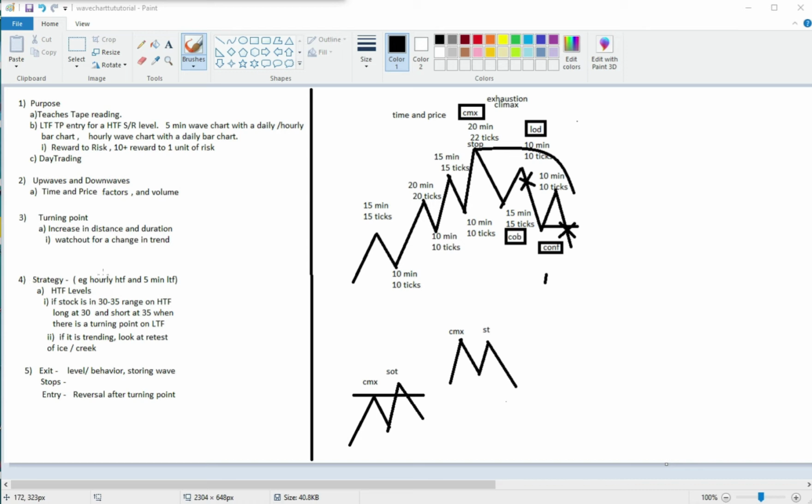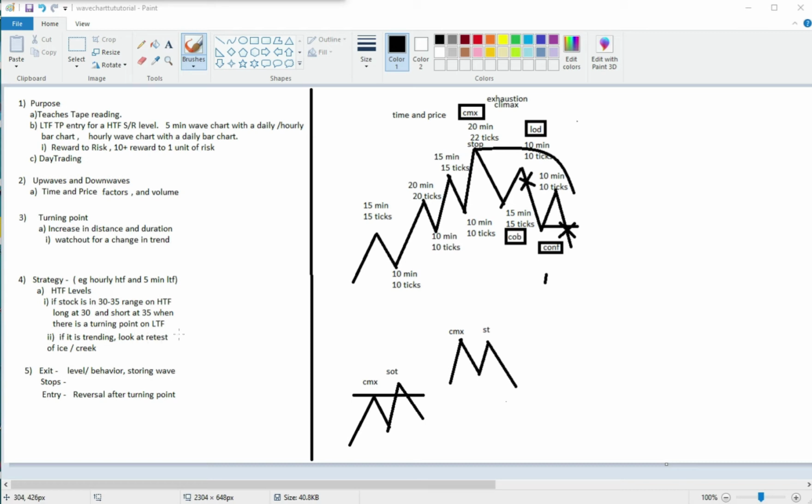The strategy. What is a strategy with wave charts? The strategy is a higher time frame support or resistance level. So for example, if a stock is in a range of $30 to $35 on the higher time frame, try to go long at 30 and short at 35 using the wave chart, and see if it gives you a turning point at the support and resistance levels.